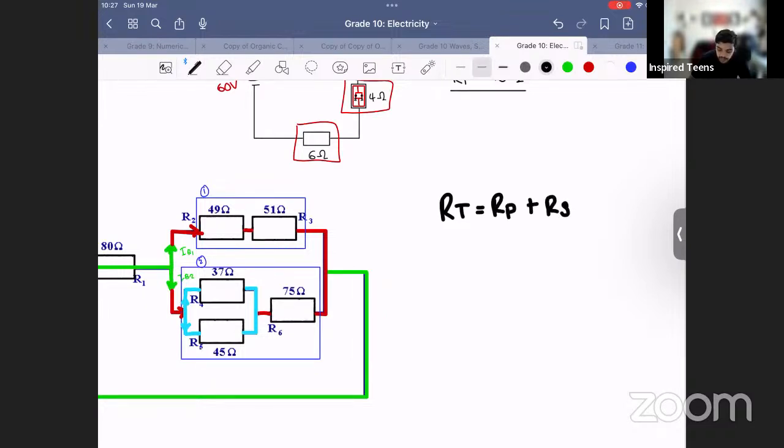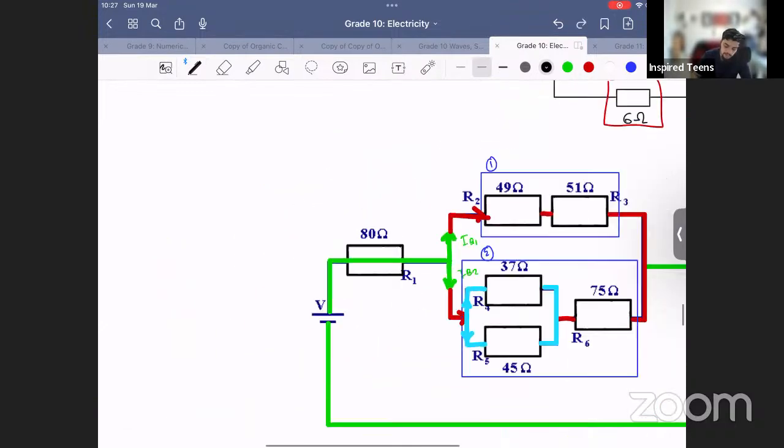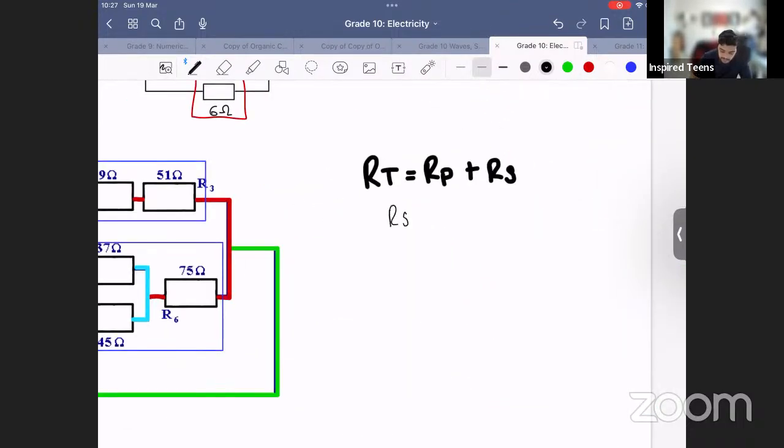So first things first, we need to remember that our total is equal to R parallel plus R series. So for the main circuit, right, we just have 1 in series, which is this R1, that's on the main circuit, so 80. So I'm just going to say R series is equal to 80 ohms. Now R parallel is where it gets really complicated.